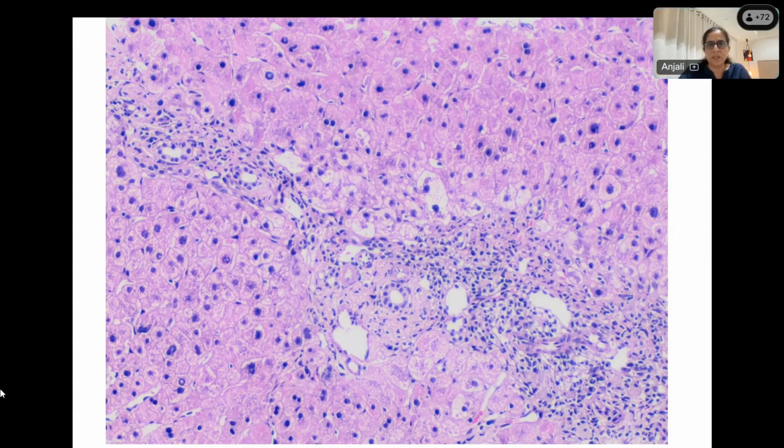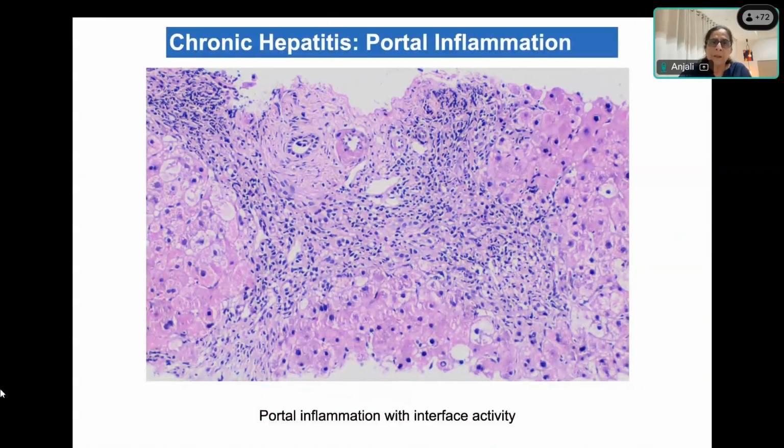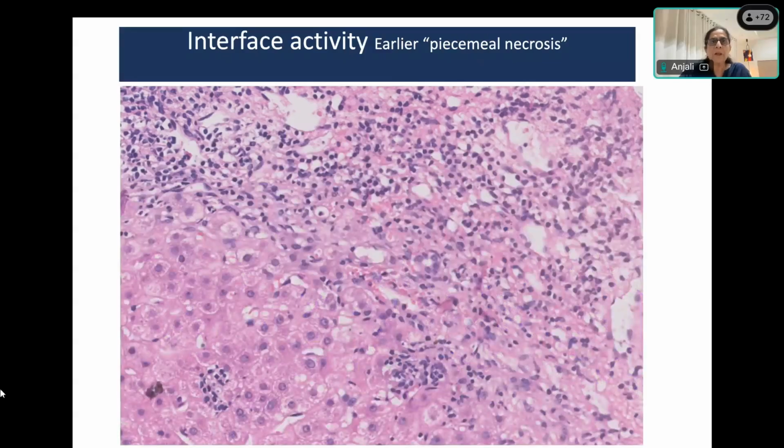Again, some ducts are seen, and a lot of inflammation, inflammatory cells, mainly lymphocytes, and these inflammatory cells are extending outside the portal area. So again, still higher magnification, you can see a beautiful portal area with inflammation, lots of inflammation, which is going outside and extending into adjacent liver parenchyma, and we call it interface activity, which I have explained to you a few minutes back. Again, interface activity, which used to be called earlier piecemeal necrosis.